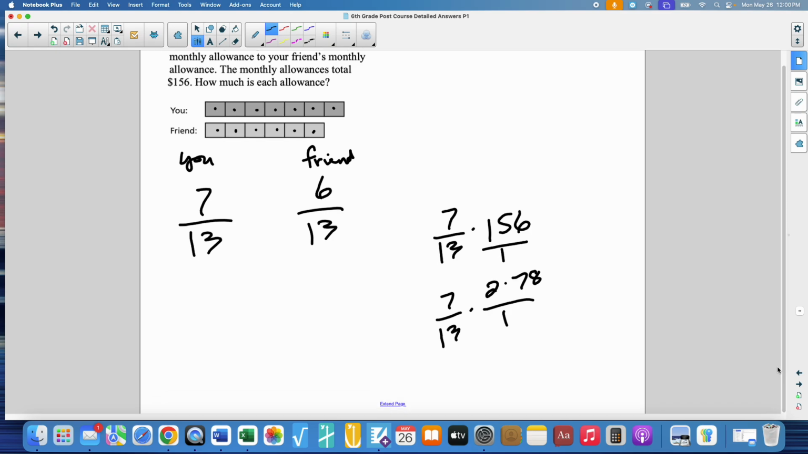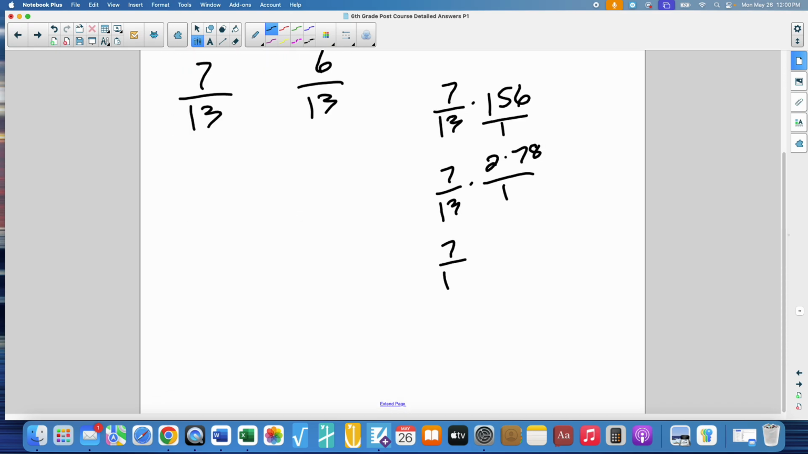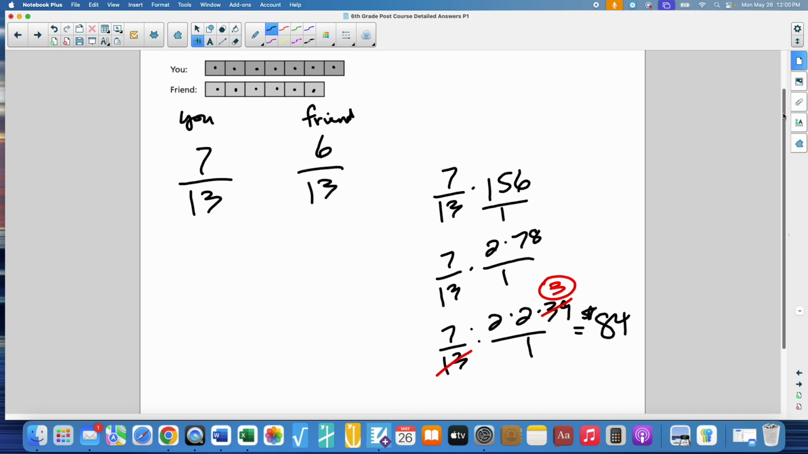So I'm going to do this, 7/13 times 2. Let's break 78. 78 goes 2 times, what's that? 39. And now I see that 13, I know that 13 goes into 39 3 times. So that leaves me with 7 times 2 times 2 times 3. Or that's, what's that? 4 times 3 is 12 times 7 is 84. So my allowance is $84.